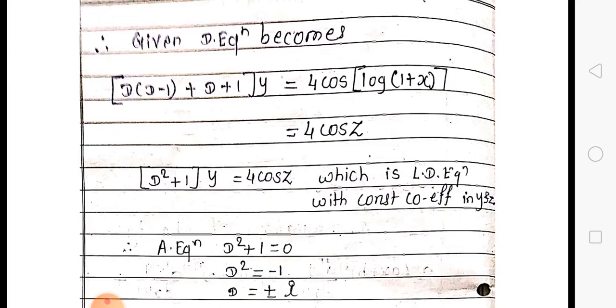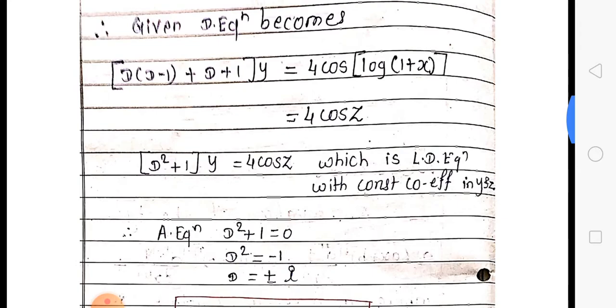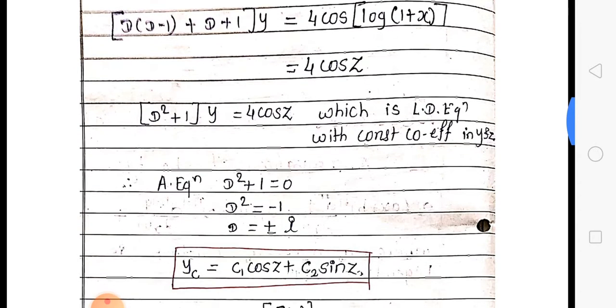Now we know the procedure to find the solution for a linear differential equation. For finding the solution, we consider the auxiliary equation. For the auxiliary equation, we equate the given equation to phi of D into y is equal to f of z. Therefore, we got phi of D equal to D square plus 1 and f of z equal to 4 cos z. Therefore, we write the auxiliary equation phi of D equal to 0, that is D square plus 1 equal to 0.